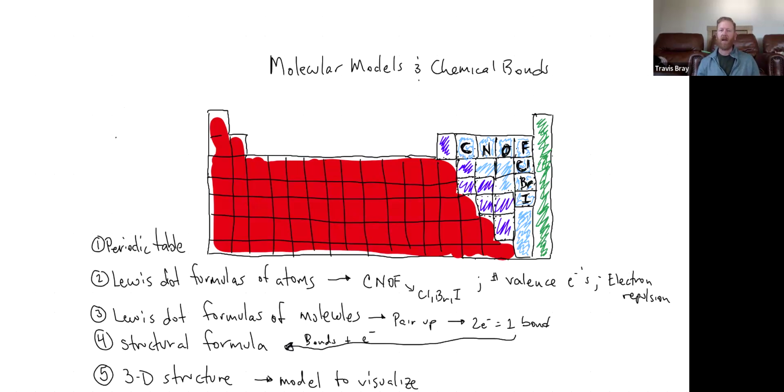Hello, class. This is the lab lecture for the Molecular Models and Chemical Bonds Laboratory. Now, I regret that you're not able to do this lab in person. It's actually quite a fun lab. You get to use little balls and sticks, and we get to construct molecules. And I find it to be a really great way to learn the structures of models and just what they look like, and it helps to be able to visualize it.